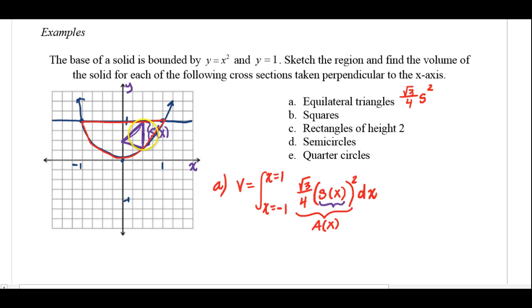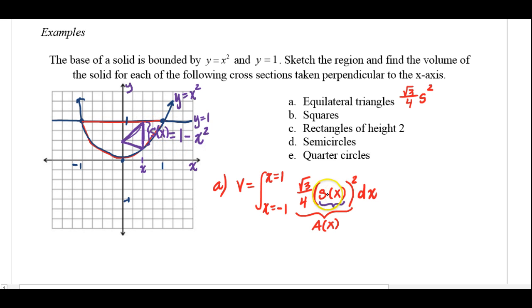So the length of this side, so this is just some generic x value, the length of this side is going to be top minus bottom. That's how I find the length of this particular base of this one particular equilateral triangle, but I've generically chosen this equilateral triangle to be at x. So here what I'm going to do is top minus bottom. So I can label my functions here to help me remember that this top function is y equals 1 and this bottom function is y equals x squared. So s of x, the side length of my equilateral triangle, is 1 minus x squared.